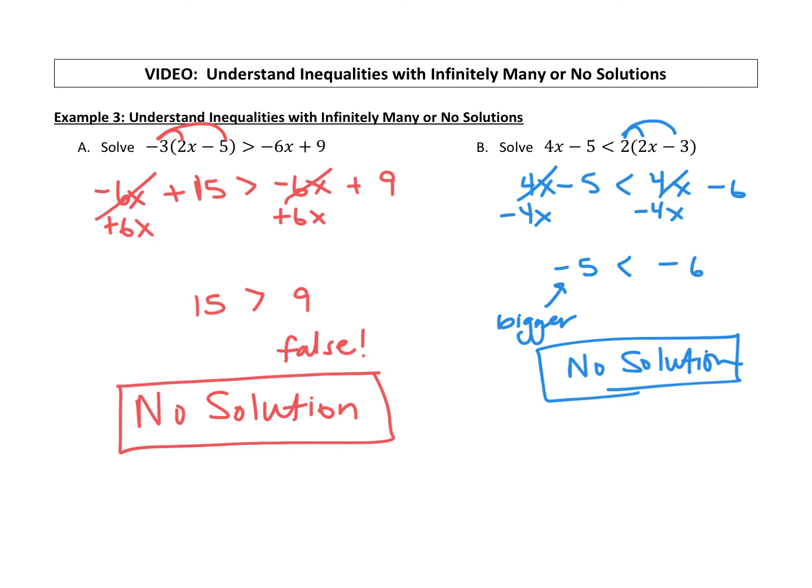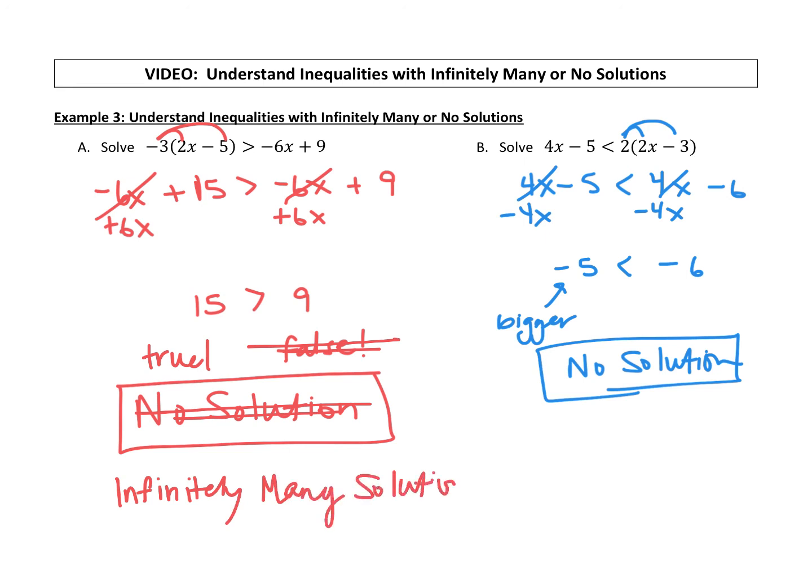And let's see if we agree with what we said before. Is this a true statement? Is 15 greater than 9? Oh, yep, that's a true statement. Because it's a true statement, that means that there are an infinite number of solutions. So we're going to say infinitely many solutions. And that is the answer we want. That means that any value of x that you could plug in, the left side will always be greater than the right side.